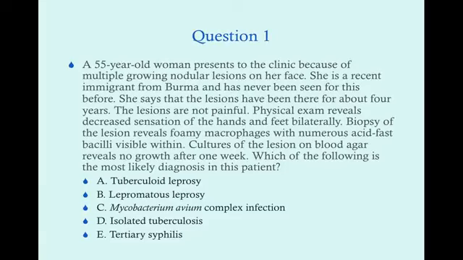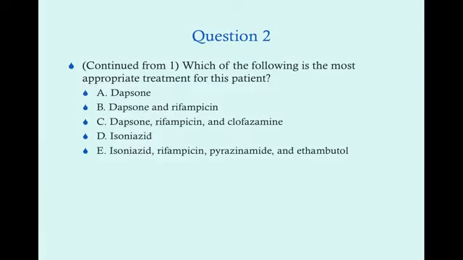Which of the following is the most likely diagnosis in this patient? A. Tuberculoid leprosy, B. Lepromatous leprosy, C. Mycobacterium avium complex infection, D. Isolated tuberculosis, or E. Tertiary syphilis. All right, I'll give you the opportunity to pause here if you'd like to read this question and consider your answer. And then we will go on to question 2.